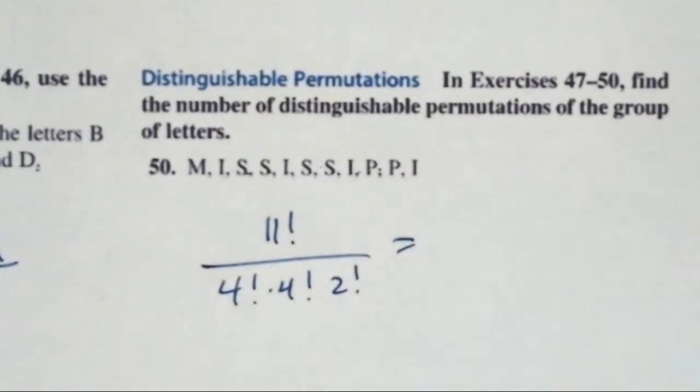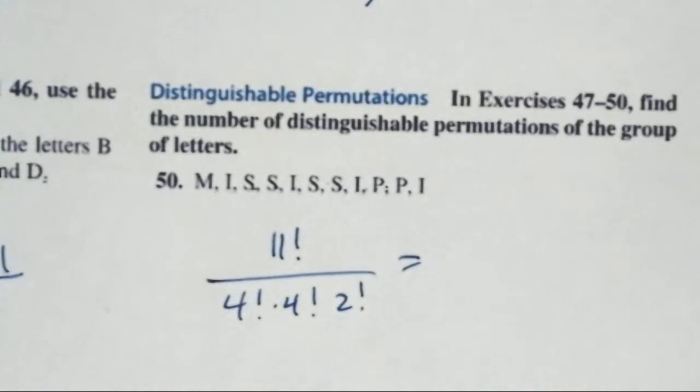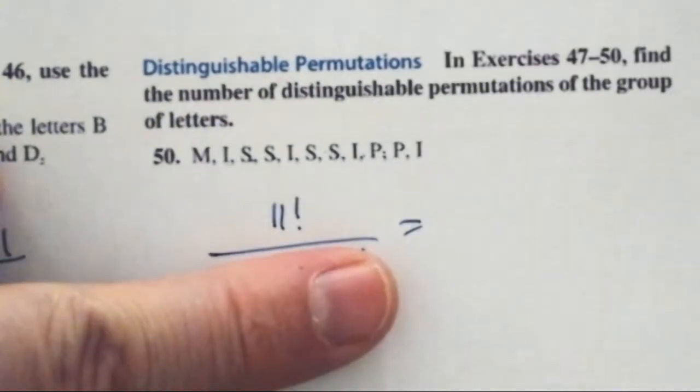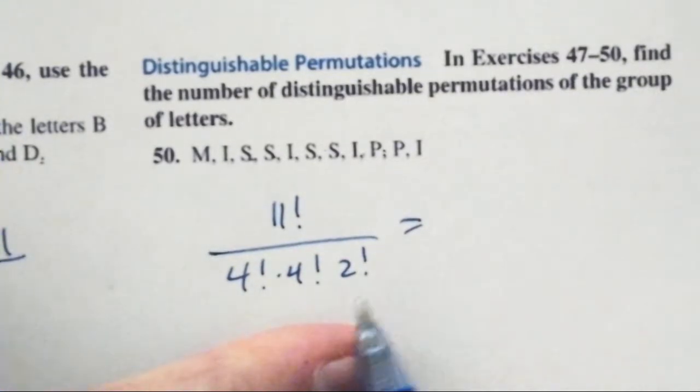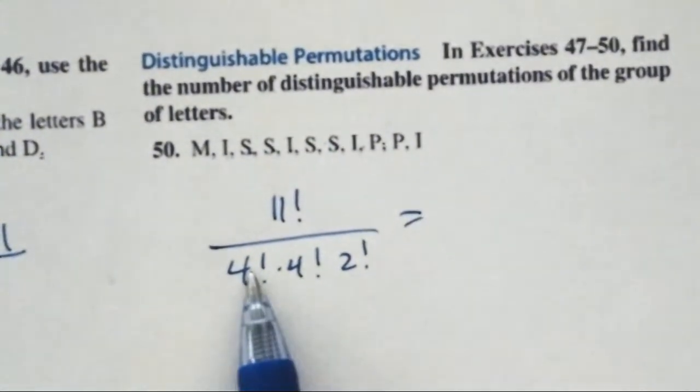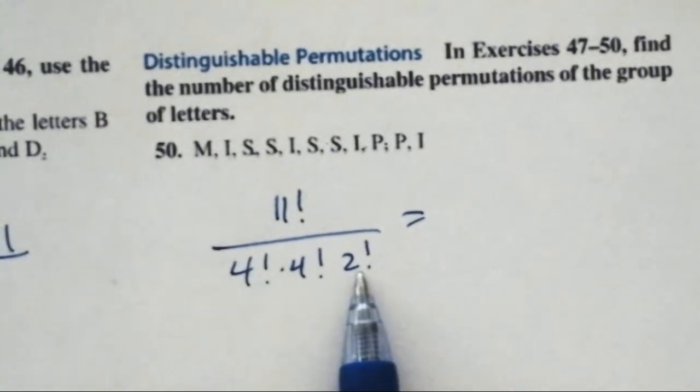And that, when you go to calculator, will give us the number of distinguishable permutations. The number of permutations is 11 factorial. But the number that we could distinguish from one another, we have to divide out, flipping the S's around, flipping the I's around, flipping the P's around.